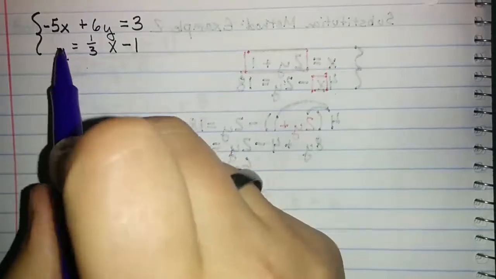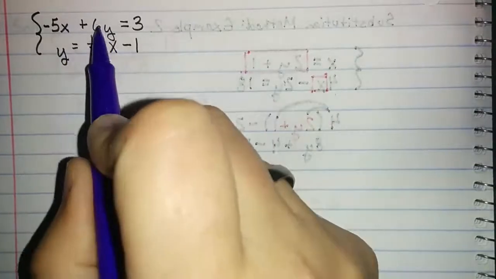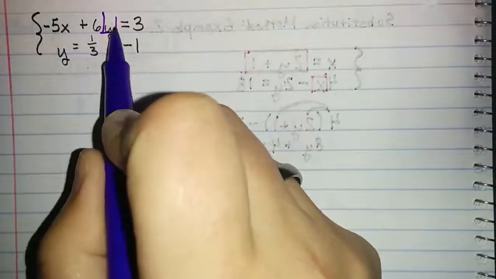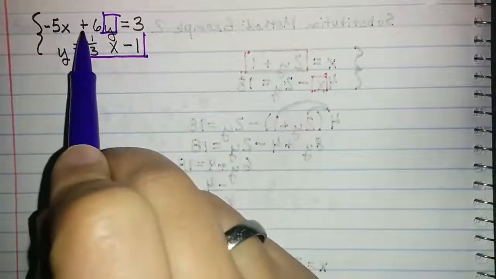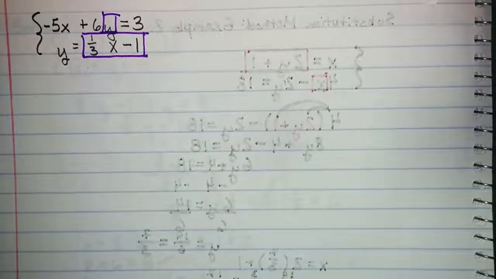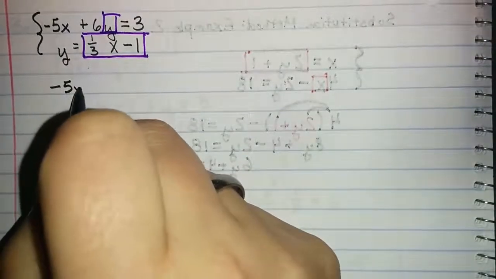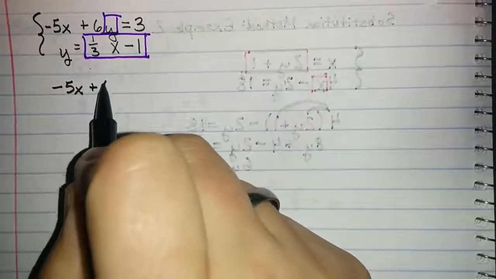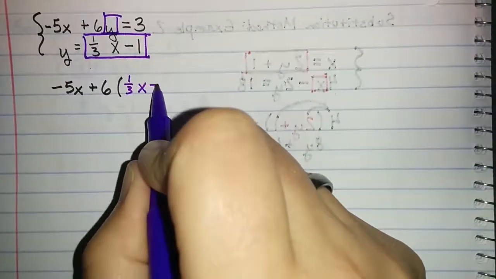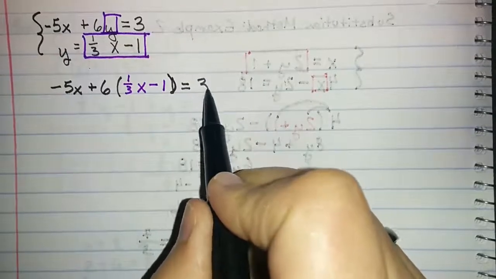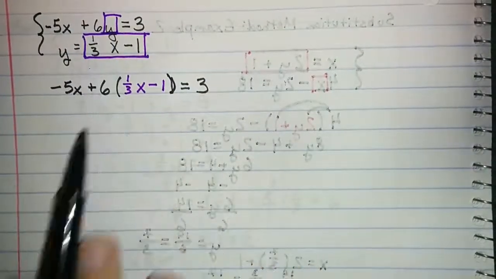Well, again, we see this equation is in the form y equals something. So we're going to replace the y in this equation by this expression that y is equal to. Our equation will become negative 5x plus 6 times this expression that y is equal to, and we'll see that that equals 3. All right, again, we've just replaced y by this expression.